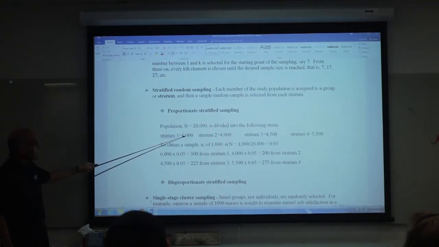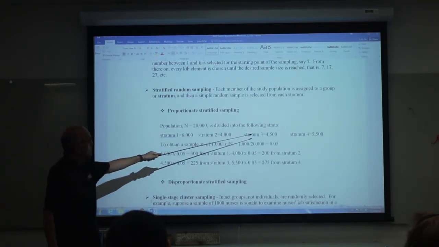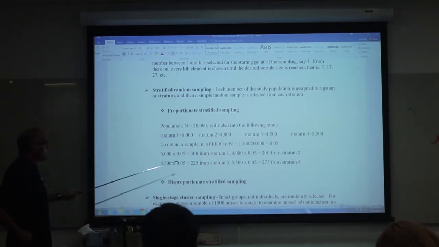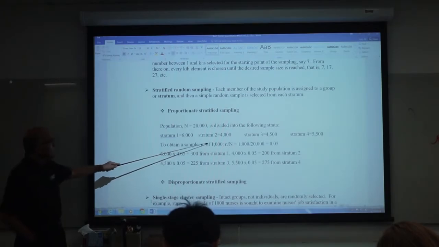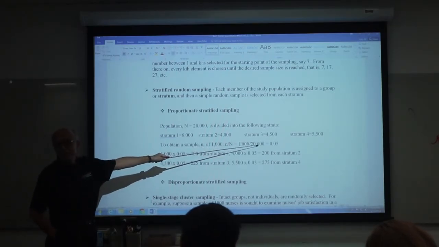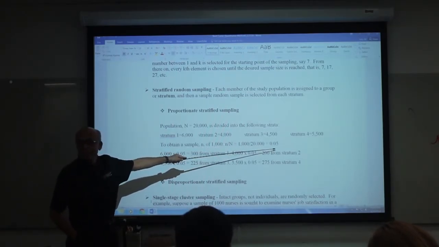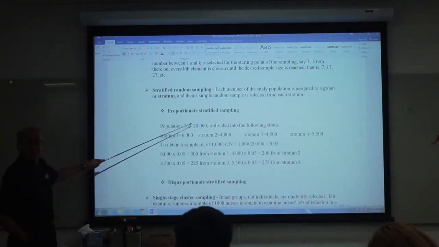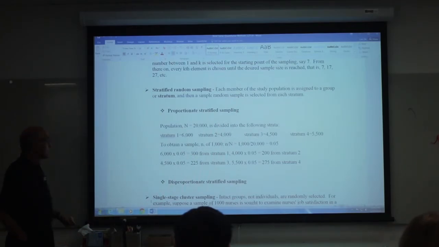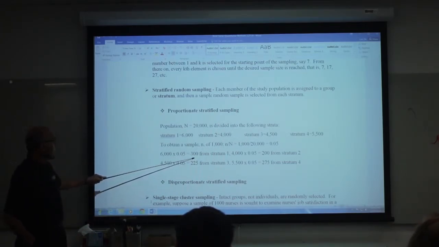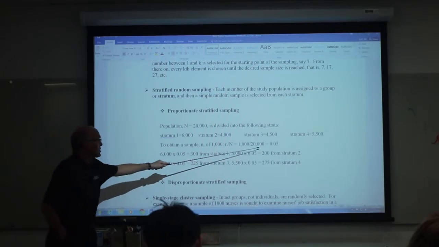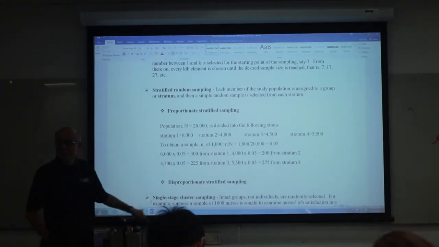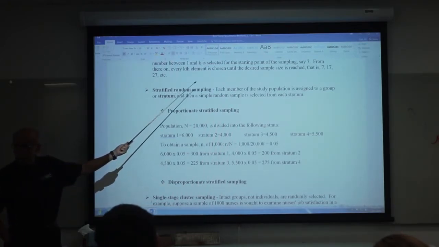So stratum 1 has 6,000, and then 4,000, 4,500, and 5,500. Then we want to get a sample of 1,000. So 1,000 divided by 20,000 is 0.05 or 5%. Then you get 5% of your sample from each stratum. So then you will see the sample size is 300, 200, 225, and 275. These are in proportion to the total number.